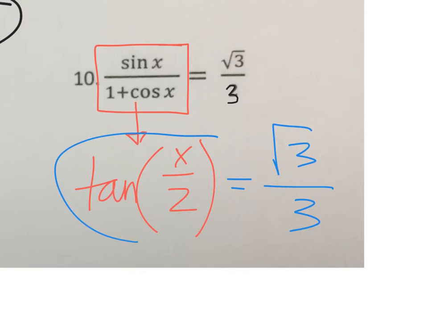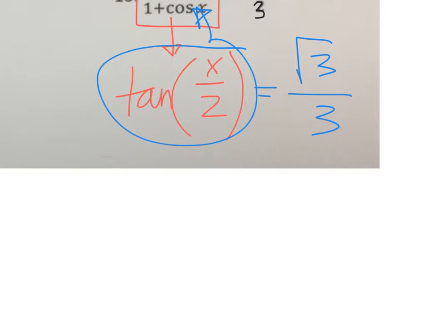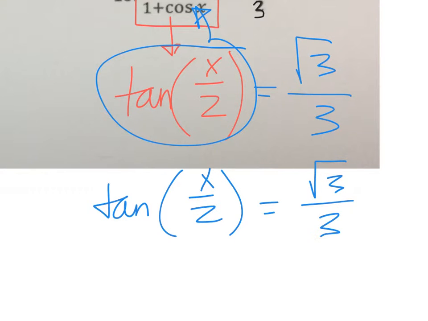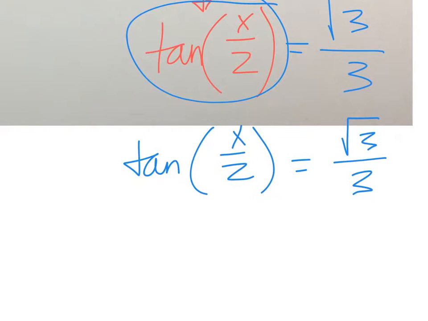Normally we go from this and we simplify like that. Well, this time we're solving, so we're going backwards, so that we only have one tangent thing. Okay, so now we have the tangent of some angle divided by 2 is root 3 over 3, and we want to figure out what angle that is.